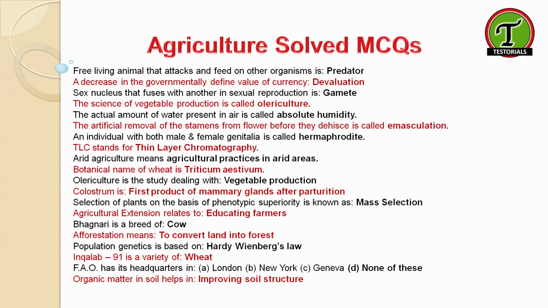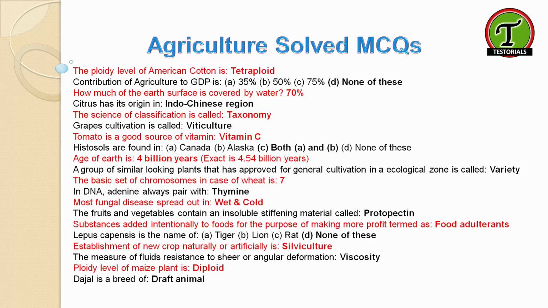59. FAO has its headquarters in a. London, b. New York, c. Geneva, d. None of these. 60. Organic matter in soil helps in improving soil structure. 61. The ploidy level of American cotton is tetraploid.